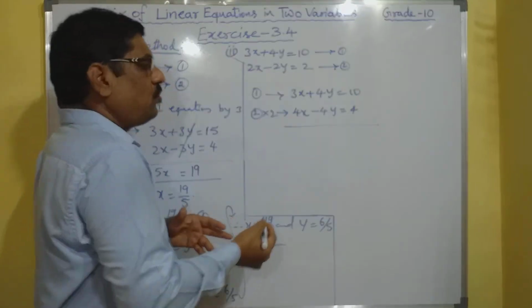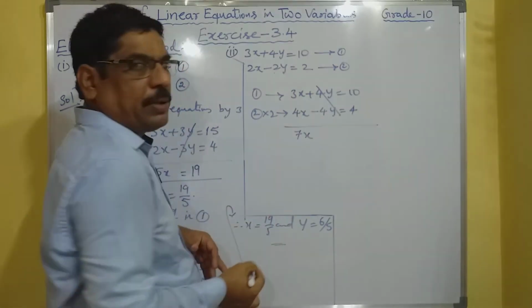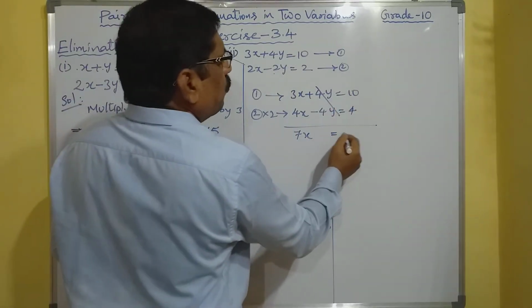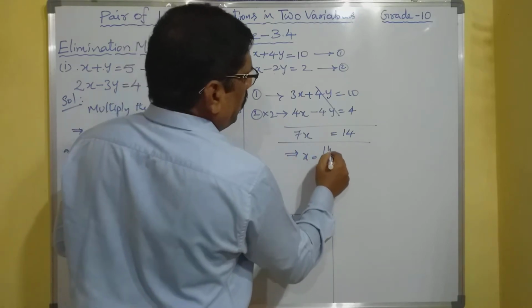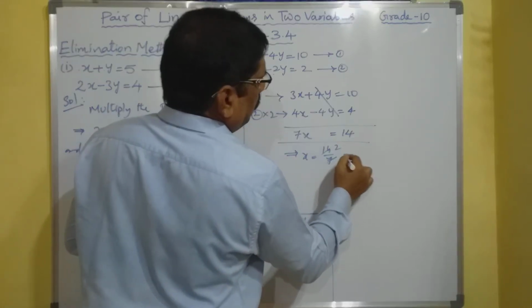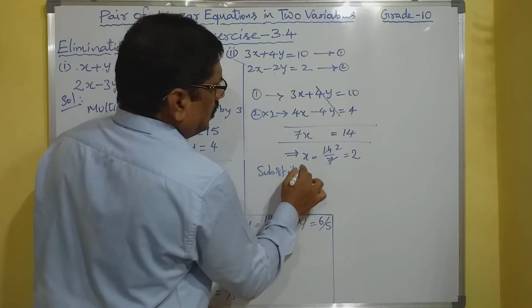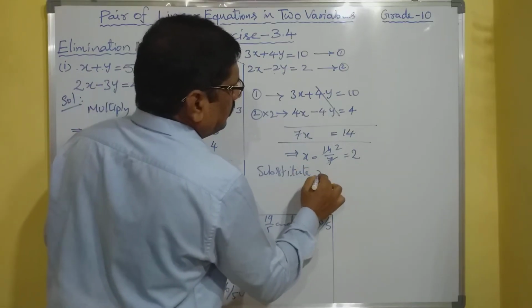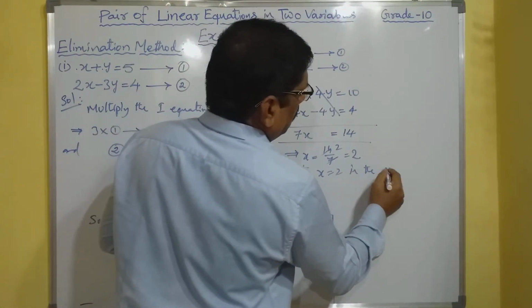Now let us add these two equations. 3x plus 4x, 7x. Minus 4y plus 4y will be cancelled. 10 plus 4, 14. Therefore, x is equal to 14 by 7. 7 2s are 14, therefore 2. Substitute x is equal to 2 in the first equation.